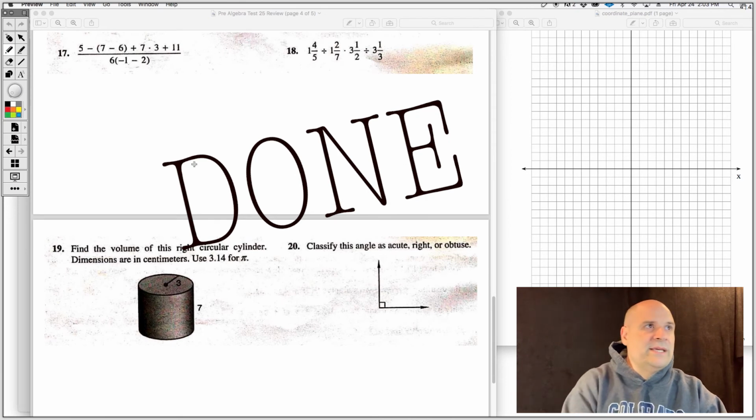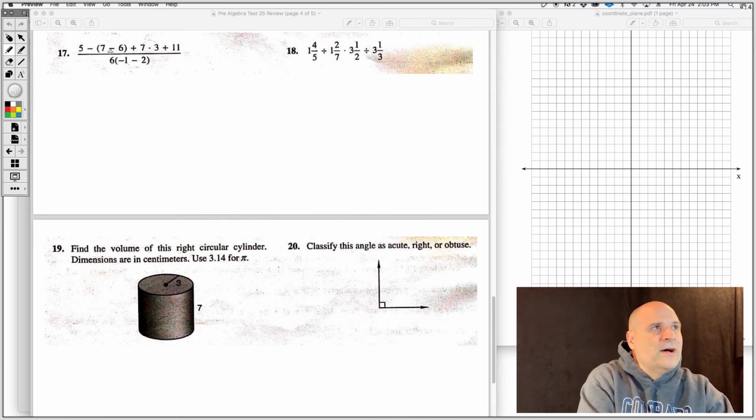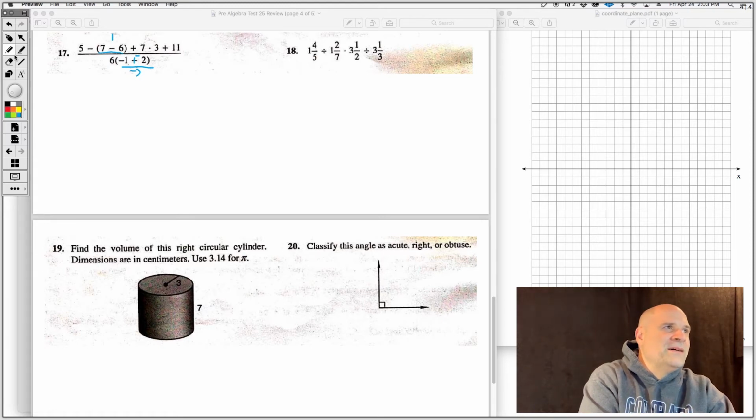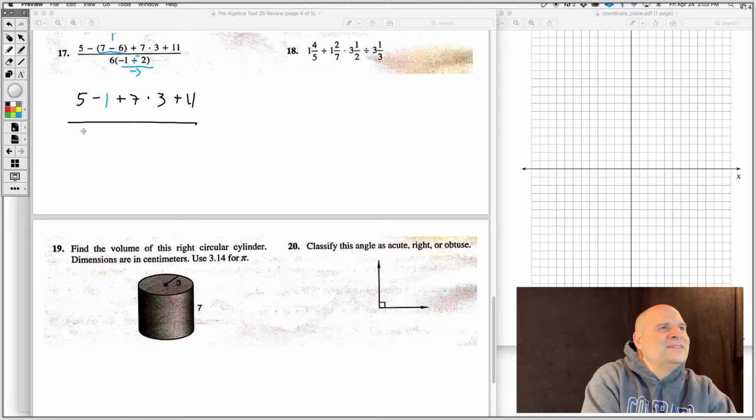All right, number 17, same thing. We just do order of operations, so we're gonna do these parentheses first. So this is a 1, and this is a -3, okay? So how do we rewrite our problem here? It's 5 minus 1 plus 7 times 3 plus 11 all over 6.